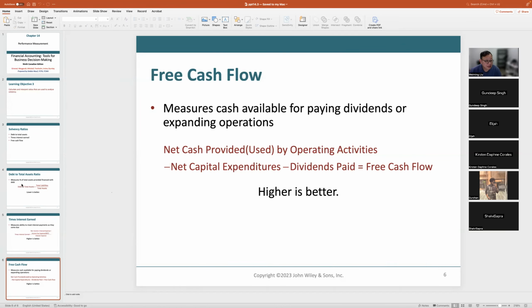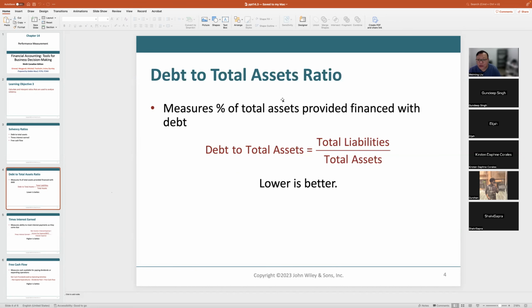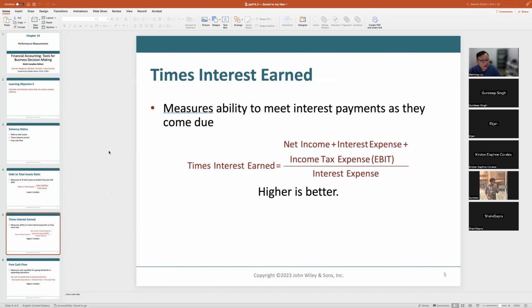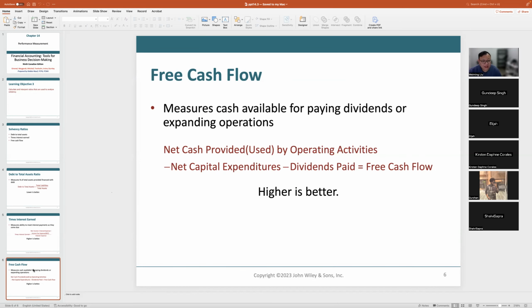So those are the three solvency ratios. Debt to total asset ratio, the lower the better. Times interest earned, the higher the better. And free cash flow, the higher the better.